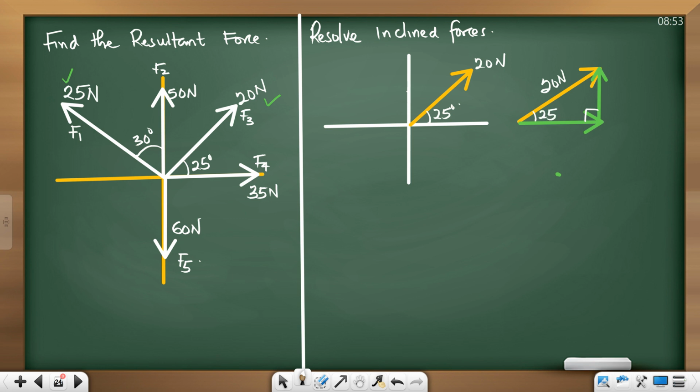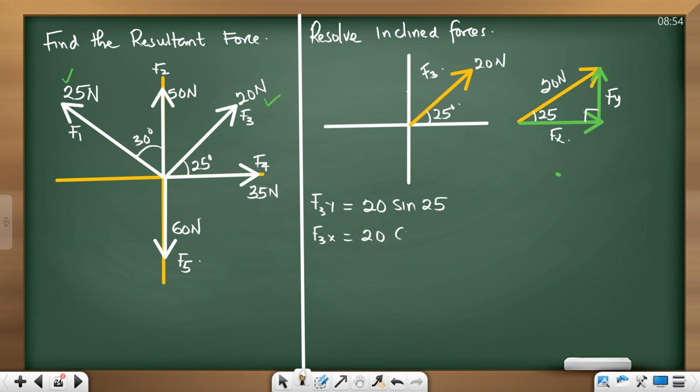Remember, the vertical one is always on the y. And Fx. Now, let me just do that. Which one is opposite? This is F3. So what do we have? F3y would be what? 20 is the one opposite. Sine 25.